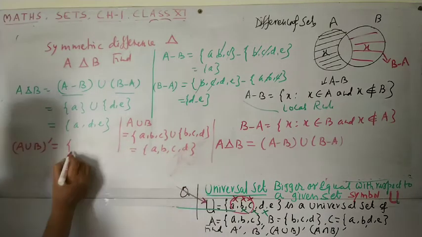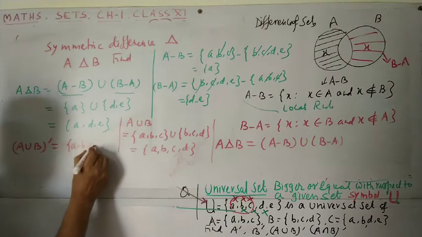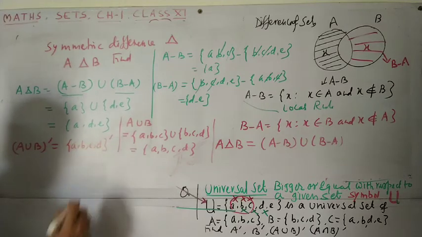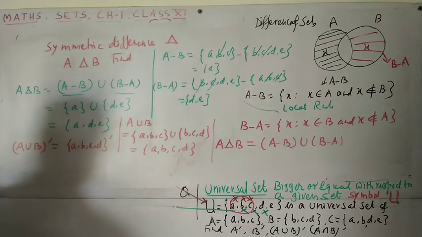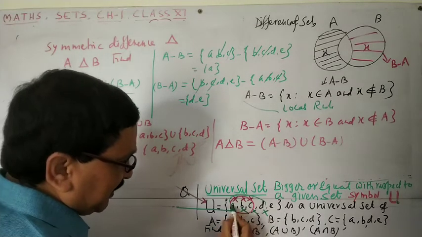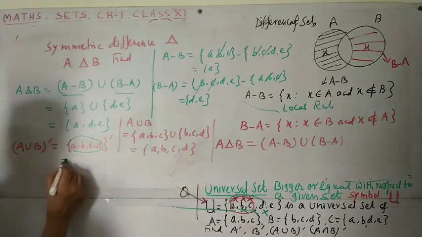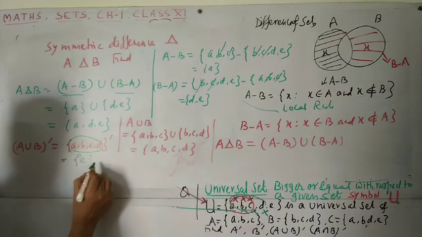Stop. Now write here A, B, C, D and put the sign of complement. To find the complement of this, except A, B, C, D, leaving all four, the E is the answer. So directly you can write E is the answer.